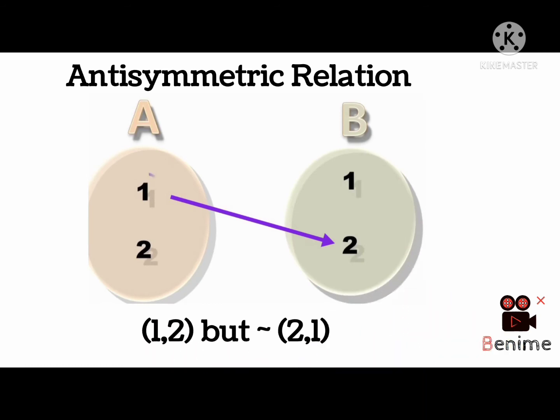Okay, so we have here anti-symmetric relation, the opposite of symmetric relation. So we have here the connection between 1 to 2, but we didn't have a connection between 2 to 1, so that's why it is anti-symmetric relation, because the arrow didn't go back.